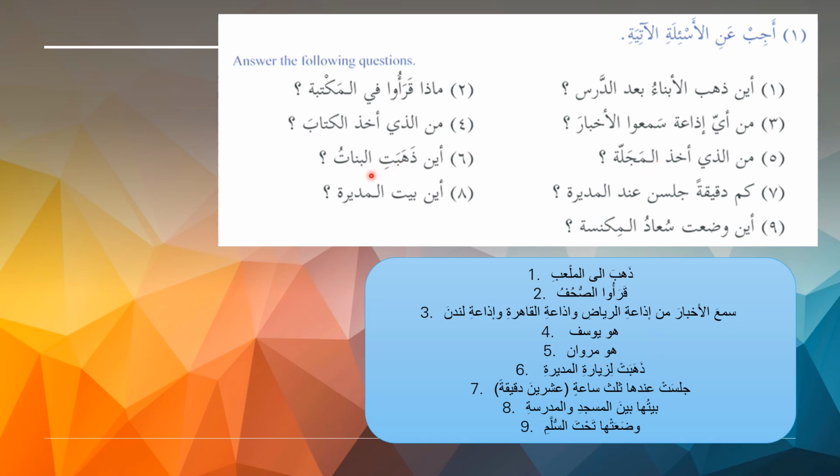أين ذهبت البنات means where did the daughters go? ذهبت لزيارة المديرة. كم دقيقة جلسنا عند المديرة means how long did they sit at the مديرة's house? جلست عندها means they sat at the principal's house. ثلث ساعة means 20 دقيقة, means 1/3 of the hour. And what is 1/3 of the hour? As you know, 1 hour is 60 minutes. So if you divide by 3, it comes to 20 minutes. That means 20 دقيقة.